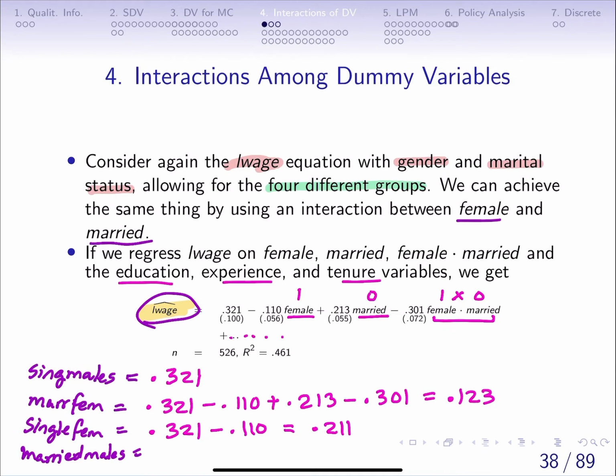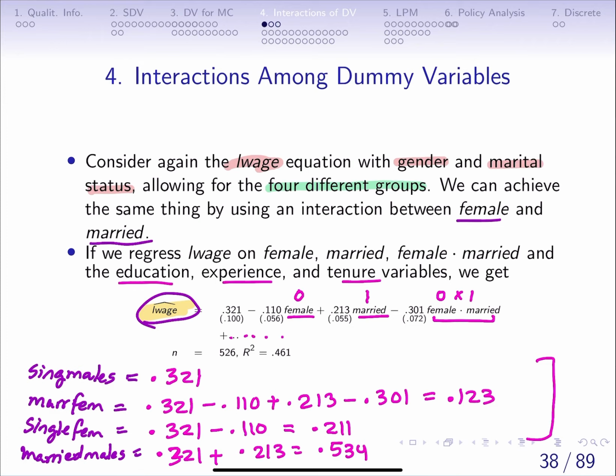And finally, for married males, this number is going to be 0.321. Let's plug in the right set of zeros and ones. Married males, so female is going to take the value of 0, married 1, 0, 1. So we're left with 0.321 plus 0.213, which equals 0.534. So from this, we can then assess the differences.